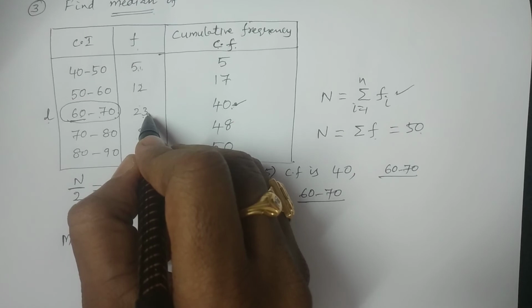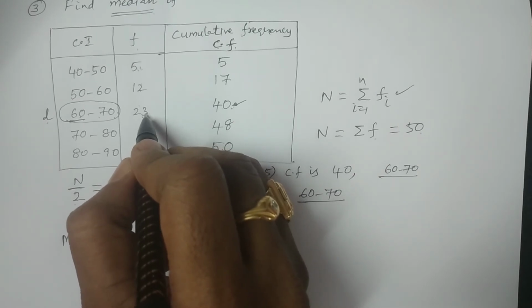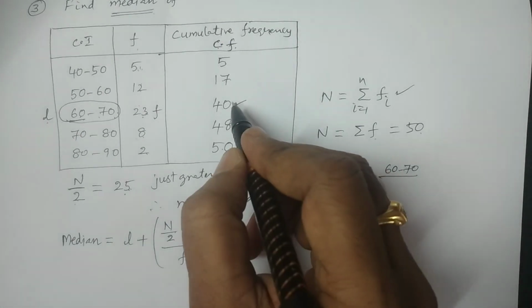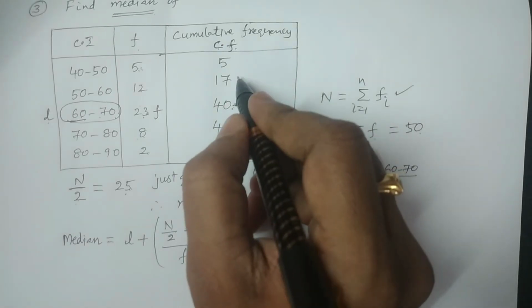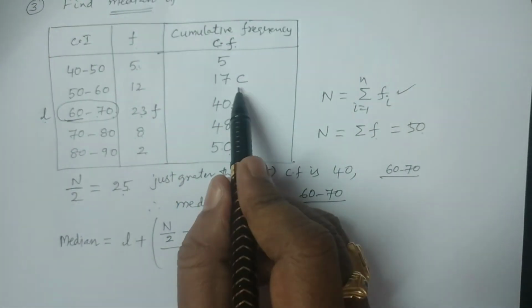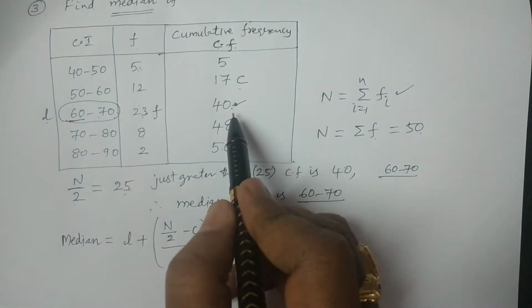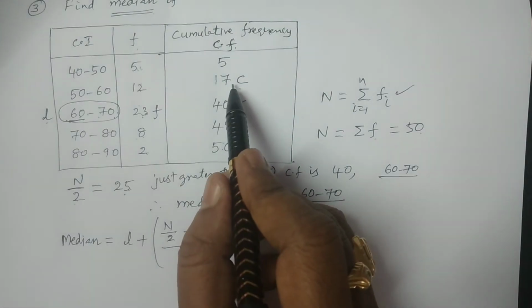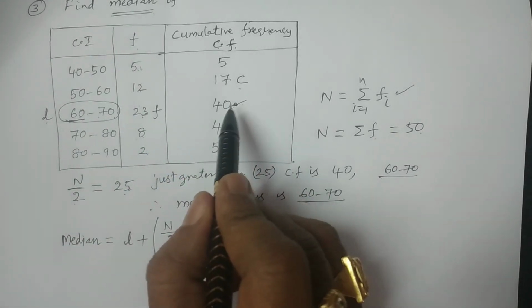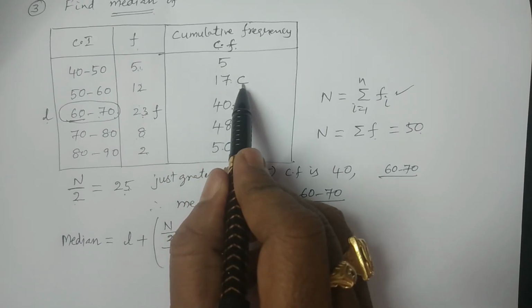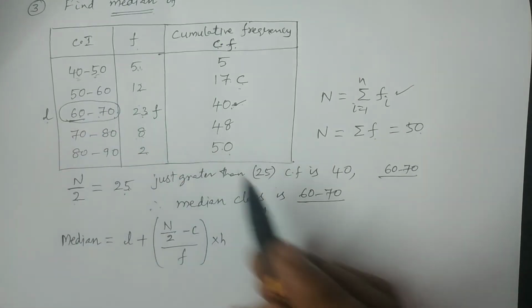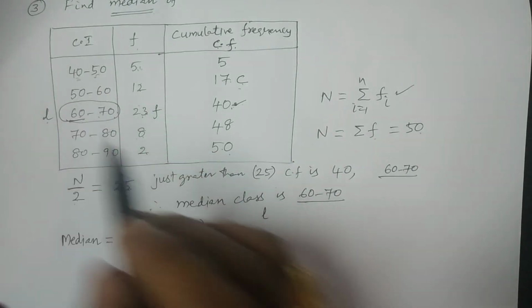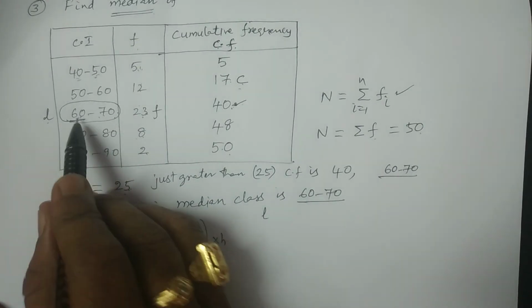Corresponding F is frequency, not cumulative frequency. C is the cumulative frequency preceding the median class. That is 17. The median class is this, the preceding cumulative frequency is this, so therefore it is C. H we know, the gap is nothing but 10: 50 minus 40, 60 minus 50. So H is equal to 70 minus 60, which is equal to 10.